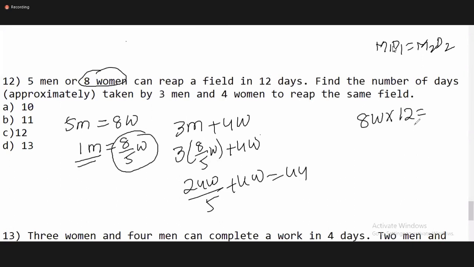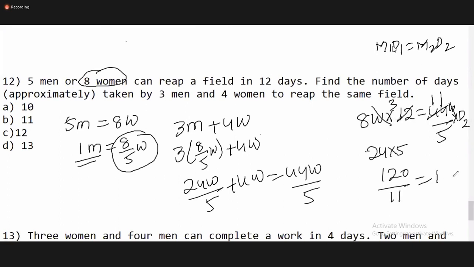So 5 4s are 20. Can I write this as 44 women by 5? So 44 women divided by 5, they will take how many days? Just calculate D here. Women will get cancelled. 8 threes are 24, into 5. Can I say this is 120? So 120 divided by 11 will give you D2. 11 11s are 121. So approximately 11 days is going to be our answer. People who got 11 days are absolutely right.